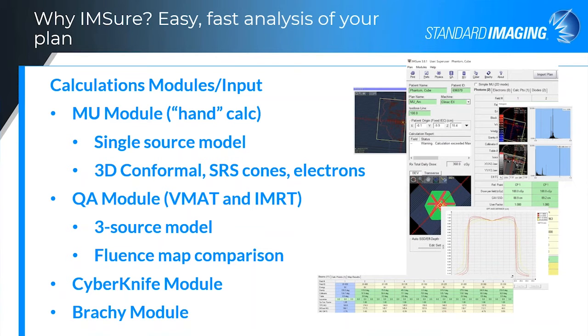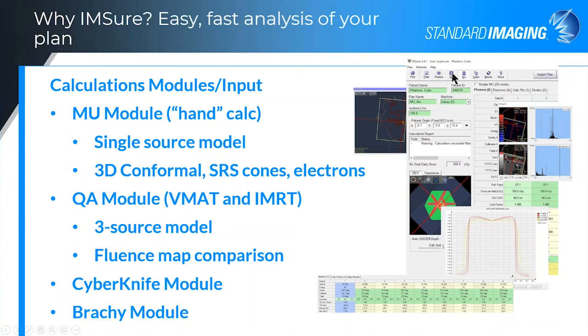The 4 calculation modules are the MU module, which is a single source model, typically used for 3D conformal plans, SRS cones, and electrons. The second module is a QA module, which is based on a 3-source model. This module is typically used for VMAT and IMRT plans and provides Fluence map comparison as well. We have a CyberKnife module and a Brachytherapy module.